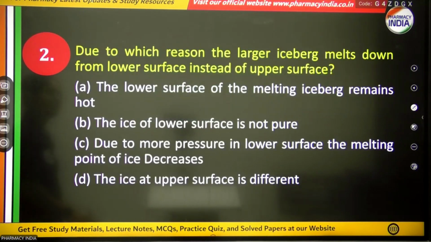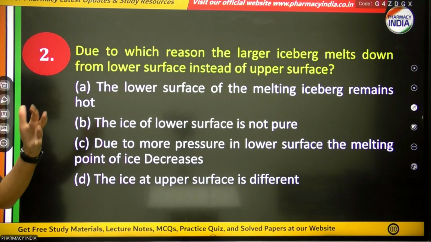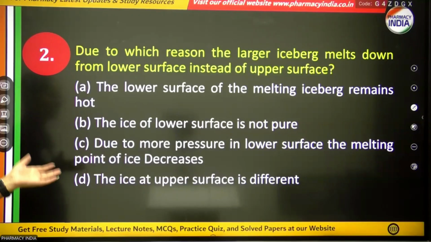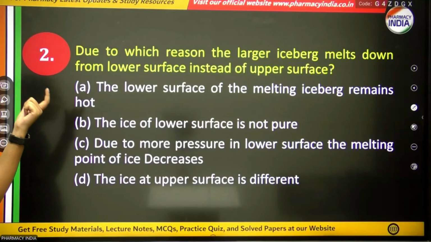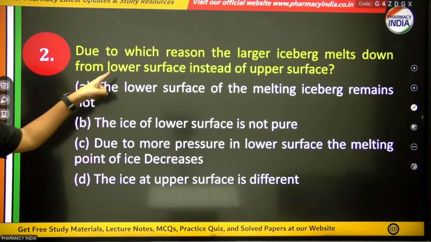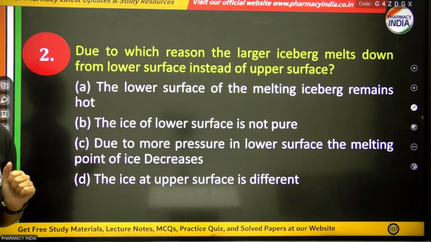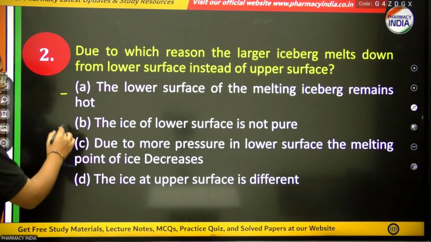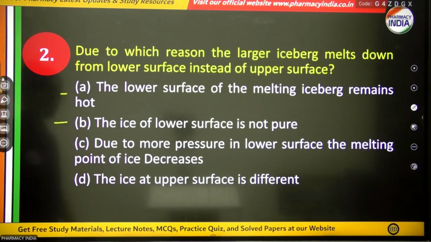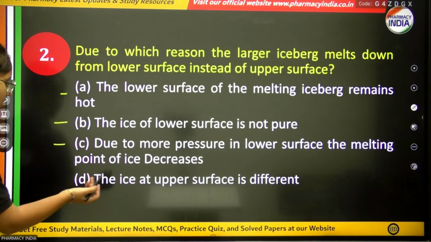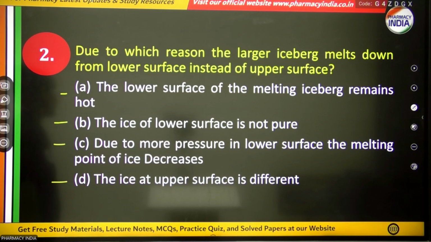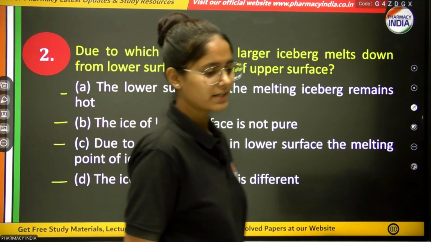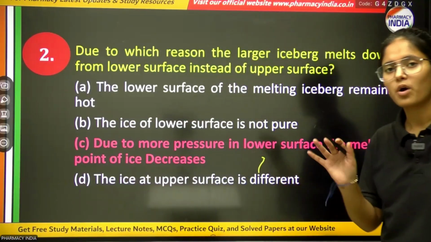Next question: due to which reason does the larger iceberg melt from the lower surface instead of the upper surface? The options are: the lower surface of the melting iceberg remains hot, the ice of the lower surface is not pure, due to more pressure in the lower surface the melting point of ice decreases, or the ice at the upper surface is different. The correct reason is more pressure.